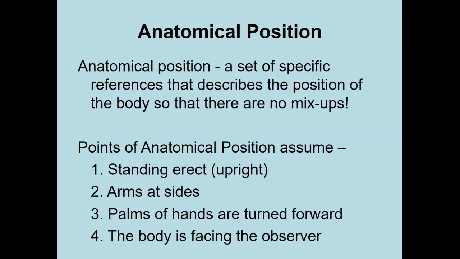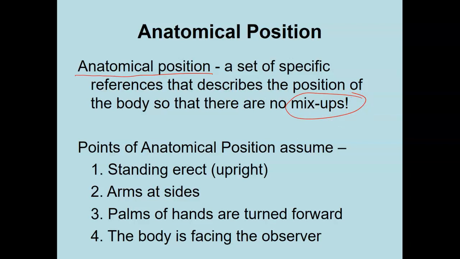Okay, so since we're going to be talking a lot about anatomy, what we're going to do is define something called anatomical position. Anatomical position is basically a set of references or kind of directions that describe the position of things in the body so that you don't have any mix-ups, all right? You know exactly the location that you're talking about.